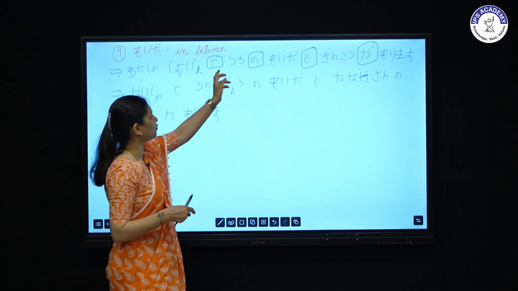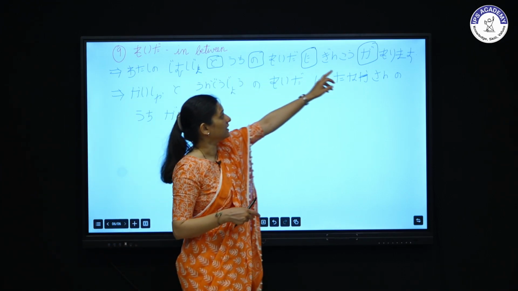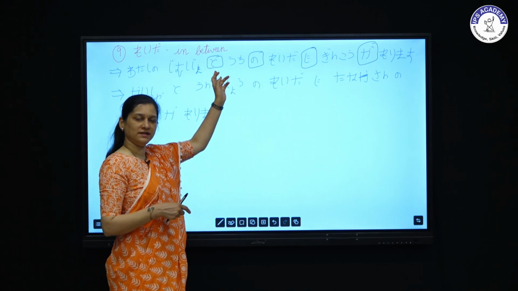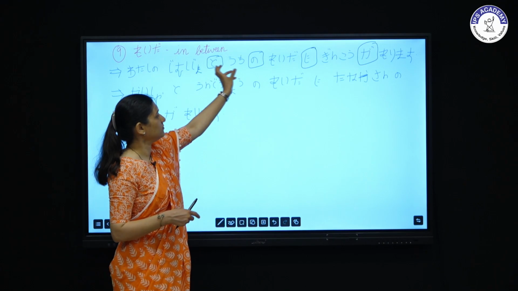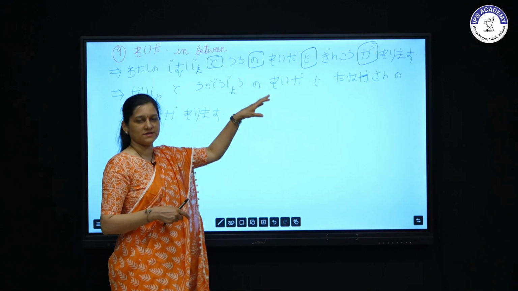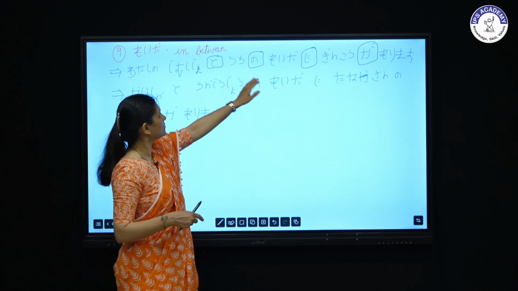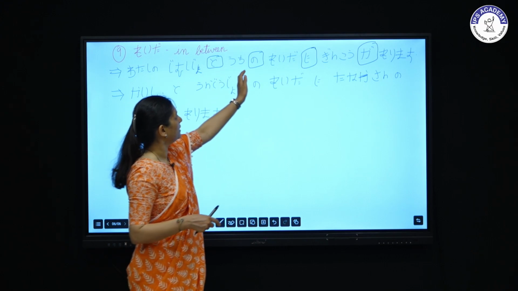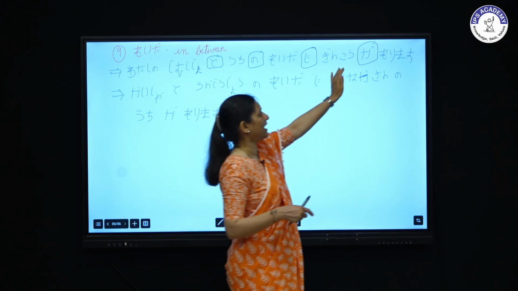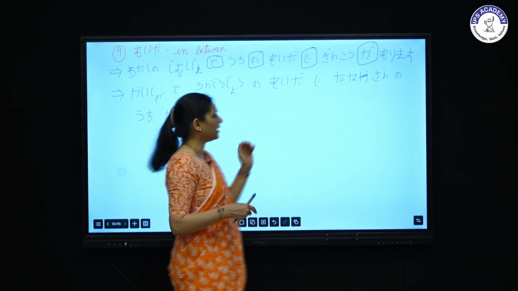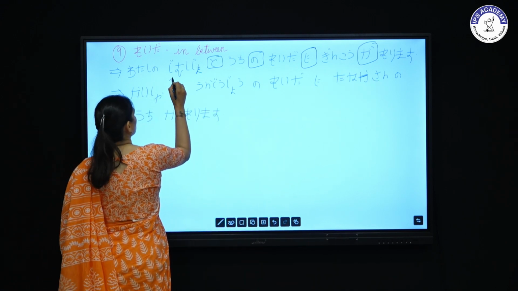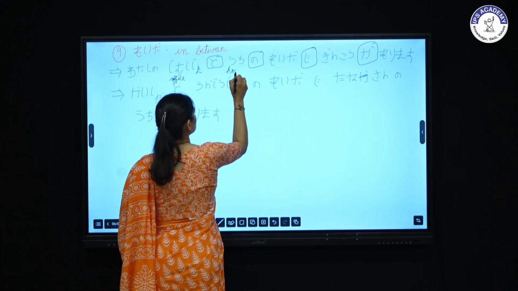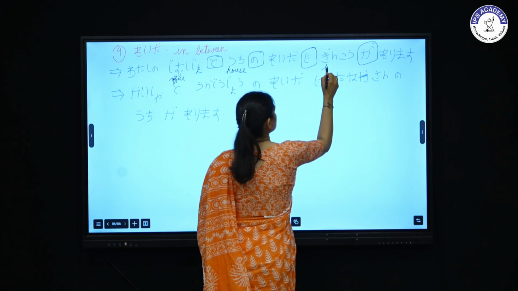Watashi no jimusho to uchi no aida ni ginkou ga arimasu. Additionally, we are using to particle here because we are joining two nouns, my house and my office. Between my office and my house there is a bank. Okay. Jimusho is office. Uchi is home or house. Ginkou is bank.